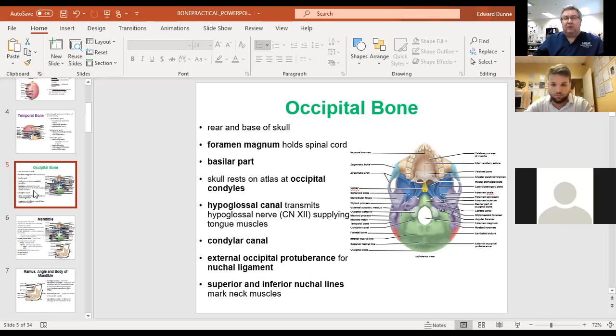So the occipital bone is basically the back of the head. The foramen magnum, that big hole where the spinal cord goes through, is part of the occipital bone. You see it quite easily here. That's this large hole right here. You've got the brain in the cranium, and the spinal cord comes out through the foramen magnum, which is part of the occipital bone.